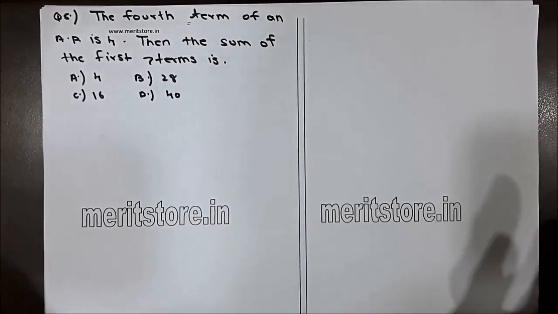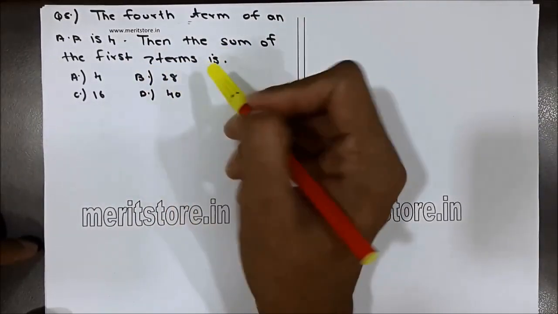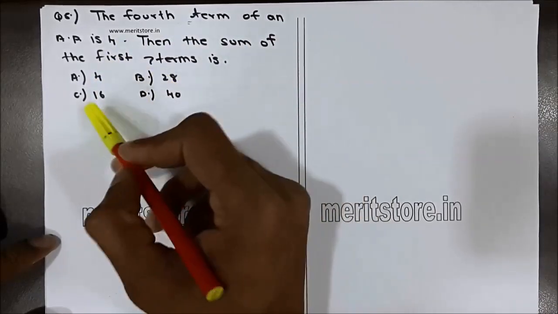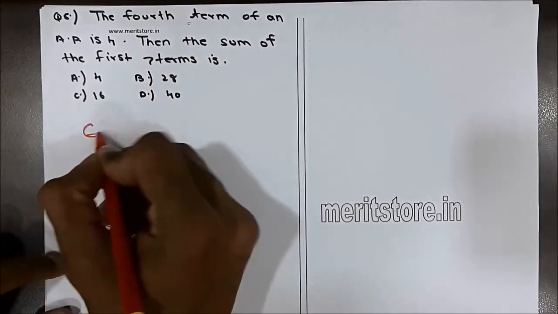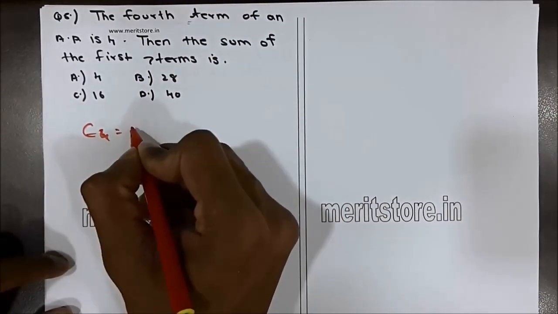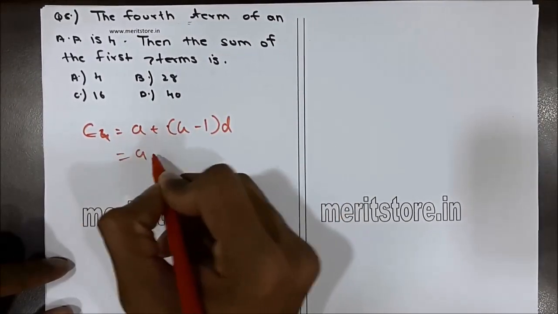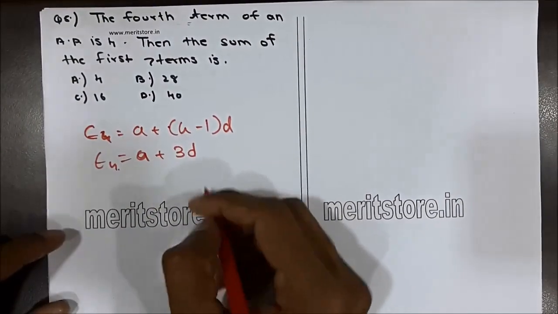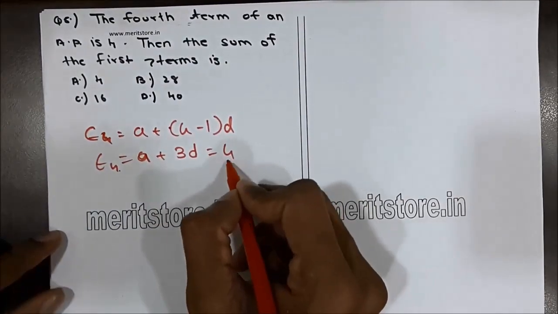Question 5. The fourth term of an AP is 4. Then the sum of the first 7 terms is. We have 4 options: A 4, B 28, C 16 and D 40. For the fourth term, that is T4, we get A plus (4 minus 1) D, which is equal to A plus 3D, and T4 is equal to 4. That is, the fourth term is equal to 4.